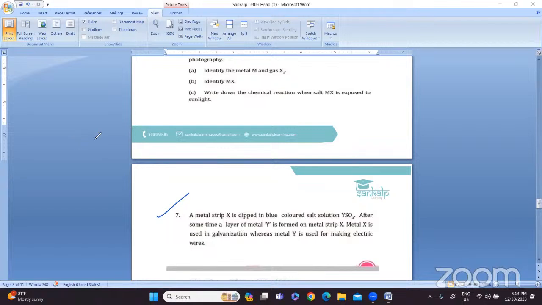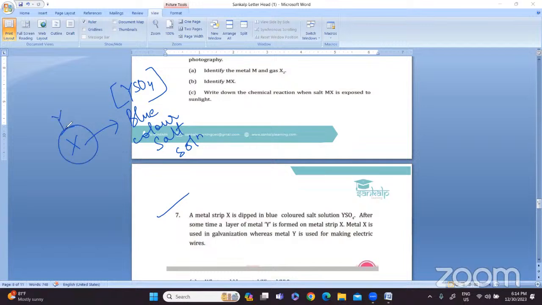So what is done? A metal strip X is taken and dipped into a blue colored salt solution, which is YSO4. After some time, a layer of metal Y is formed on the metal strip X.